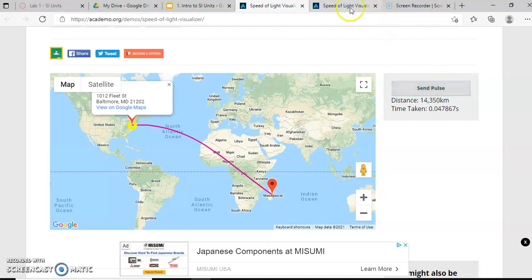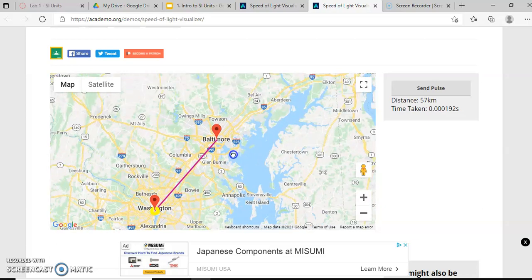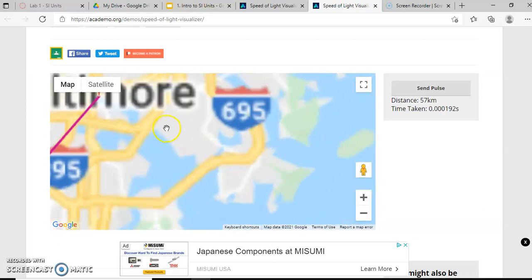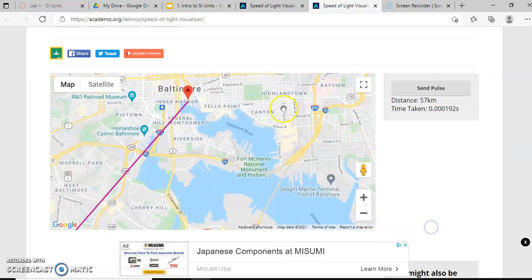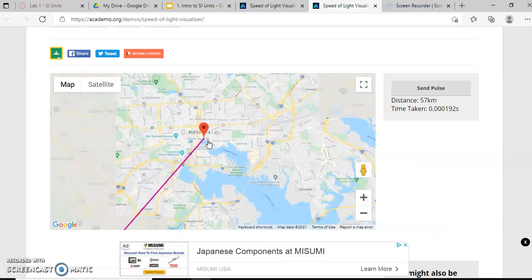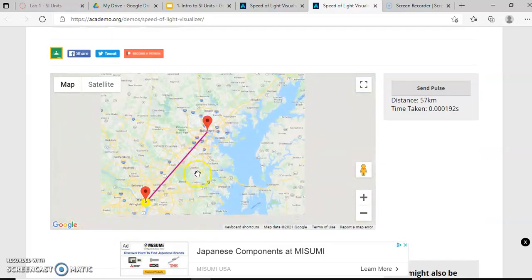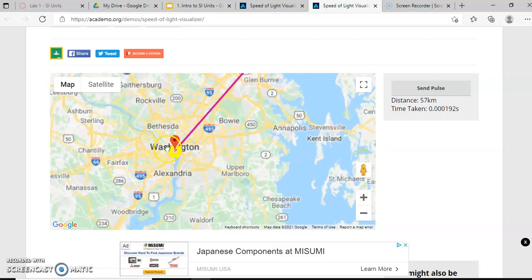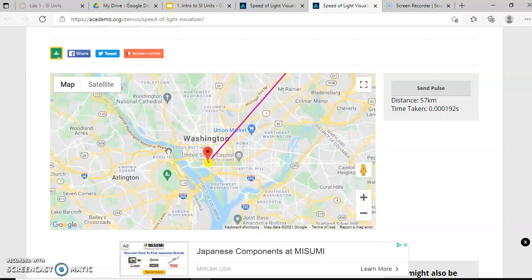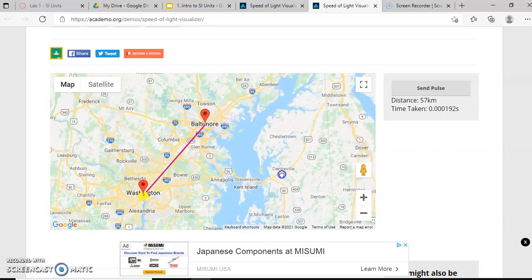But it can be crazier. Let's take a look at this. Here I've got the distance going from Baltimore Inner Harbor to the Washington Monument. I can blow this up a little bit if you want to see exactly where we are. We're right here at the Inner Harbor, again at the aquarium. And the distance going directly to the Washington Monument right here is about 57 kilometers.